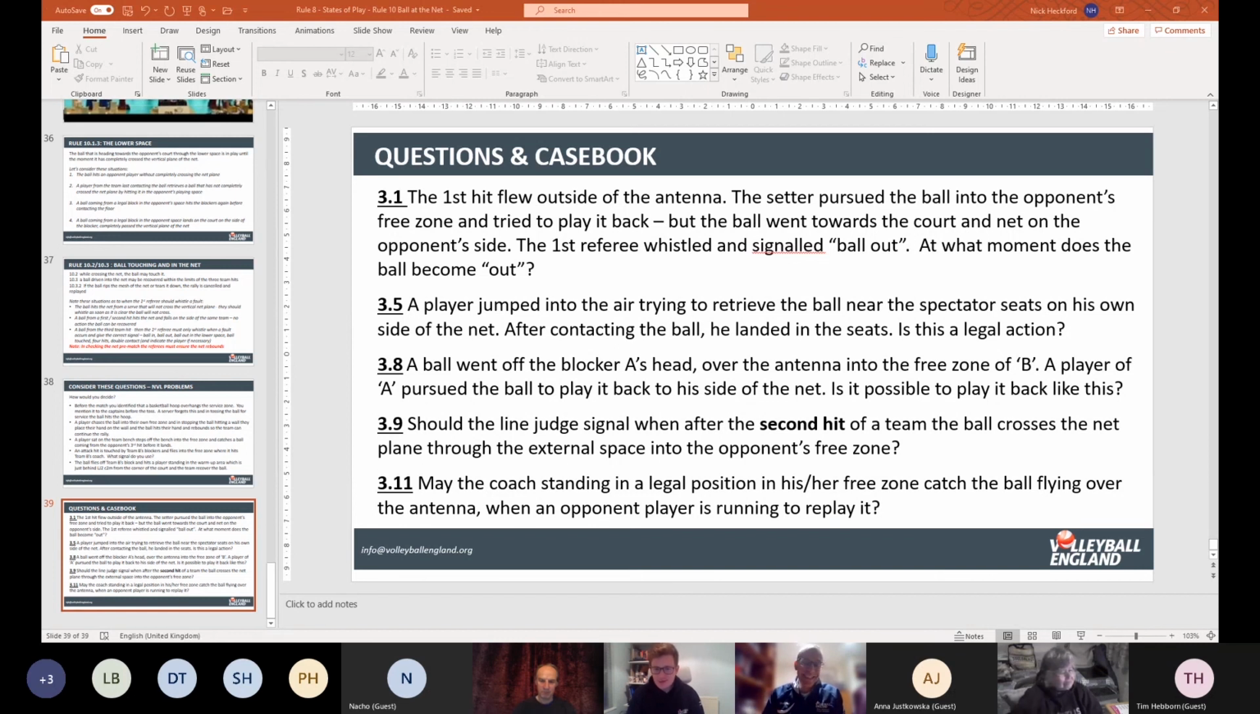The last question then, Anna, you've got your hand up there. Would you like to ask a question? There is one question about the pancake as well.